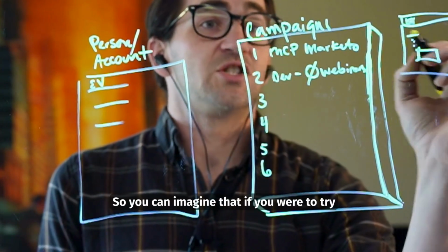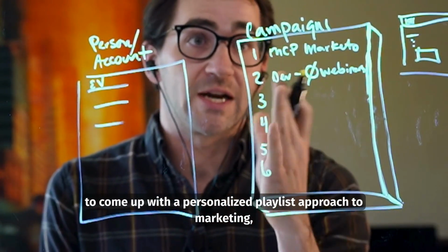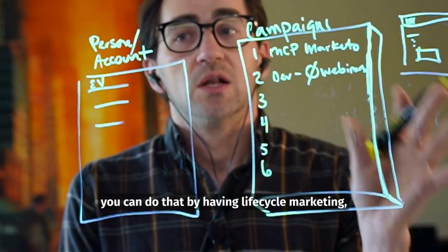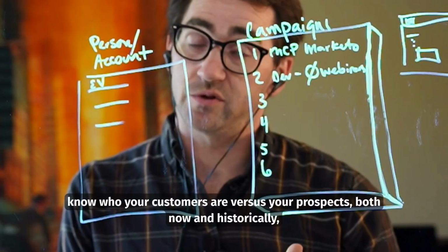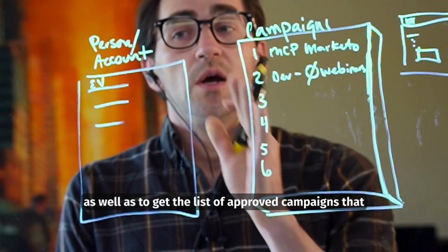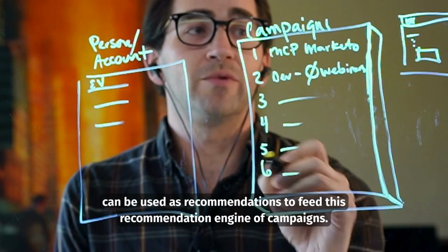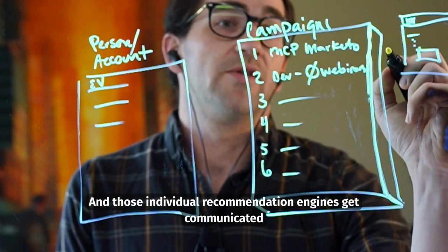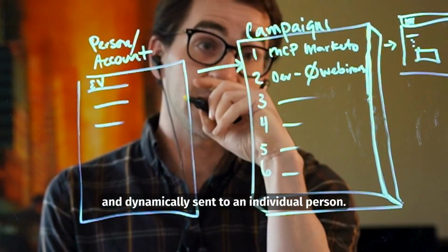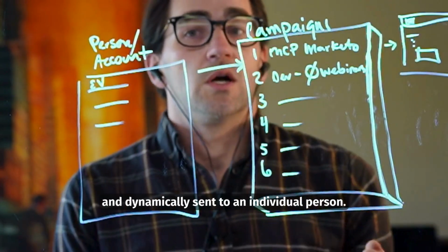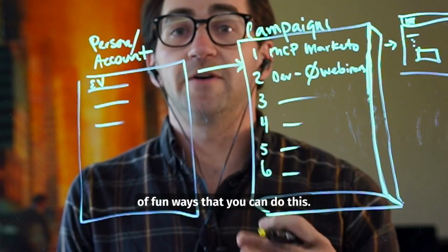And so you can imagine that if you were to try to come up with a personalized playlist approach to marketing, you can do that by having lifecycle marketing, making sure that primarily you need the data foundations to know who your customers are versus your prospects, both now and historically, as well as to get the list of approved campaigns that can be used as recommendations to feed this recommendation engine of campaigns. And those individual recommendations get communicated and dynamically sent to an individual person. So I think this is a great, fun approach to it. I think that there's a lot of fun ways that you can do this.